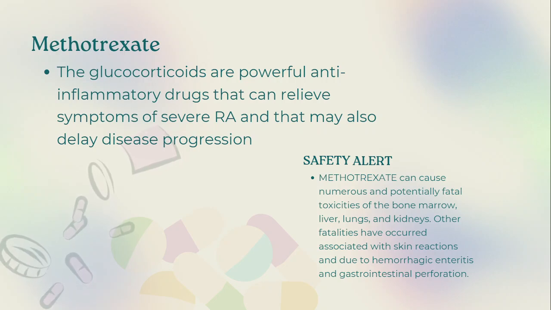Before we proceed further, it's important to address the safety alert associated with methotrexate. Methotrexate can cause numerous and potentially fatal toxicities of the bone marrow, liver, lungs, and kidneys. Other fatalities have occurred associated with skin reactions and due to hemorrhagic enteritis and gastrointestinal perforation.